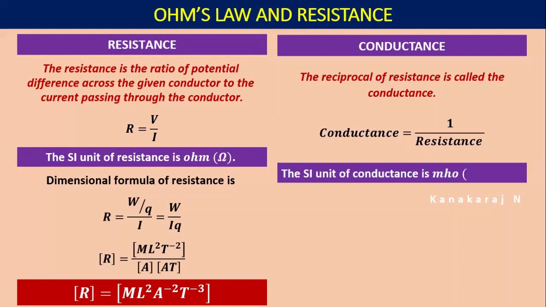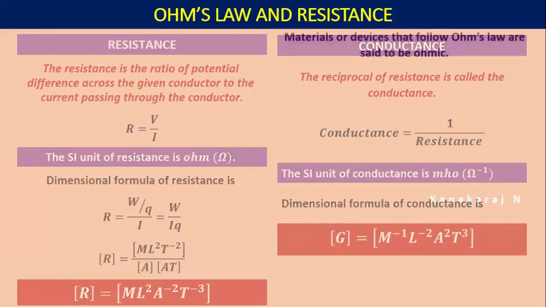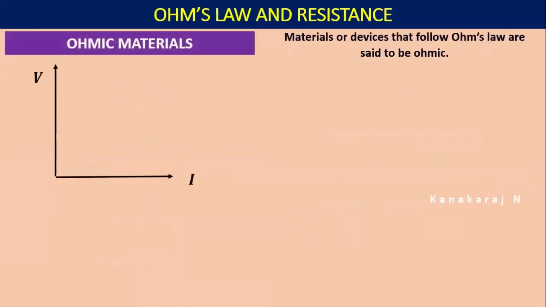The conductance is given by the symbol G. The SI unit of conductance is mho, omega inverse. The dimensional formula is simply the reciprocal of the dimensional formula of resistance. So I get M power minus 1, L power minus 2, A power 2, T power 3. Now let us learn about ohmic materials. Materials or devices that follow Ohm's law are said to be ohmic.